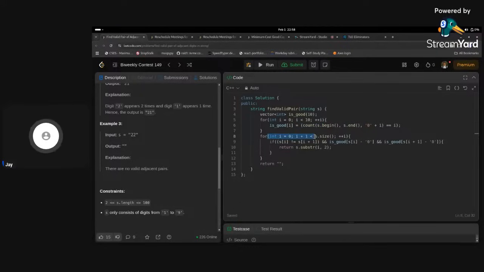Then we can iterate over all the possible pairs, like i equal to 0, 1, 1, 2, 2, 3, and so on and so forth. Check if the two digits are not equal, and if the first and second digits are good. If they are, then you return the substring starting at i and 2, basically the pair i and i plus 1. Otherwise, we return an empty string.